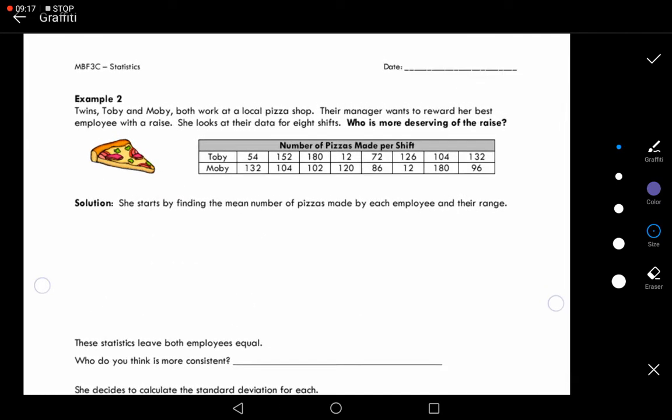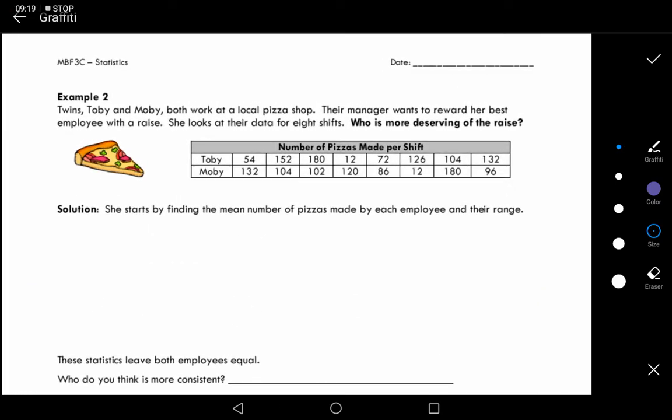Okay, so second example. So it says, twins Toby and Moby. Sorry, I'm laughing at that name kind of. I've never heard that, Moby.